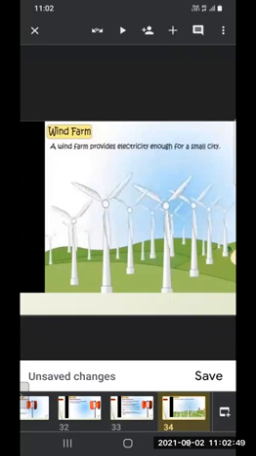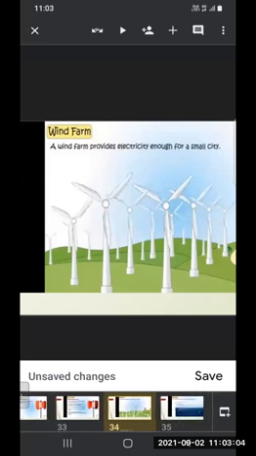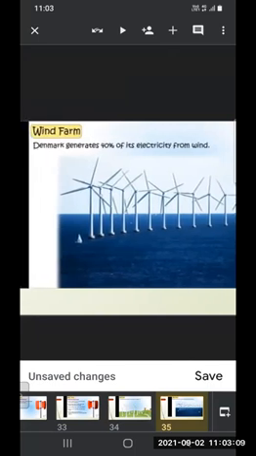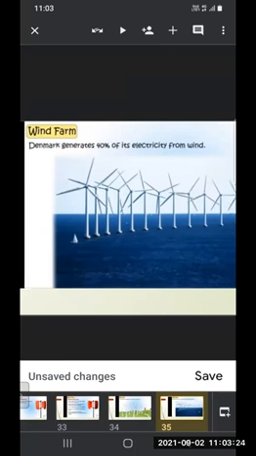A wind farm provides electricity enough for a small city. So this is a picture of a wind farm and it is providing electricity that will be enough for a small city. Now, the Denmark country. Okay, Denmark generates 40% of its electricity from wind. Denmark जो country है, it is generating 40% of its electricity from wind.